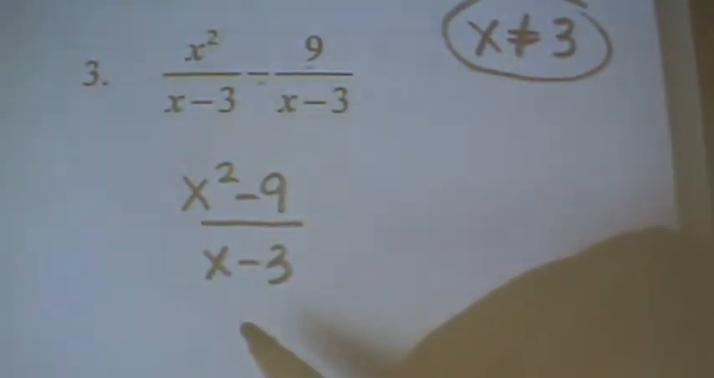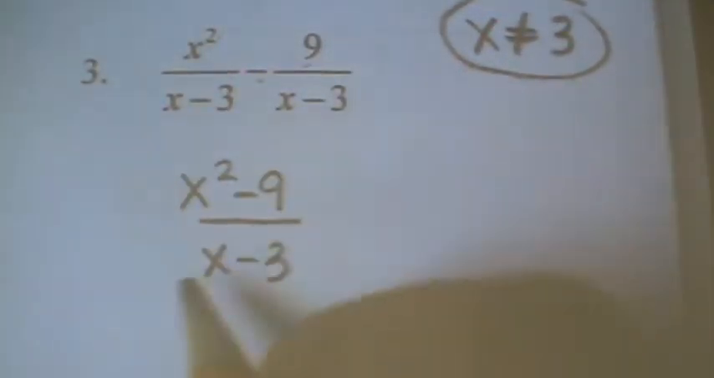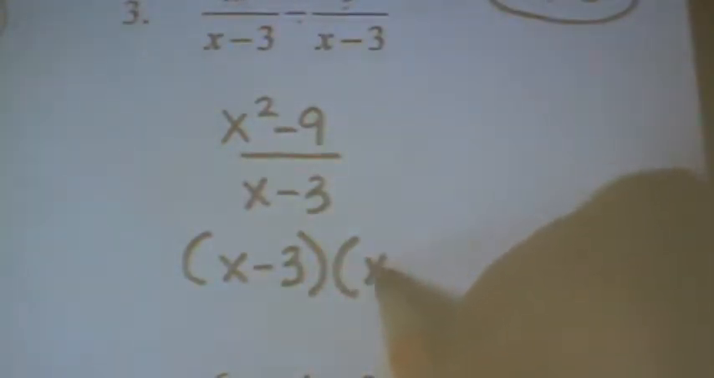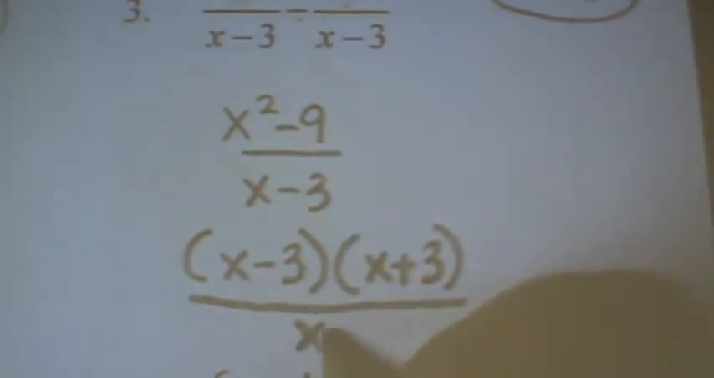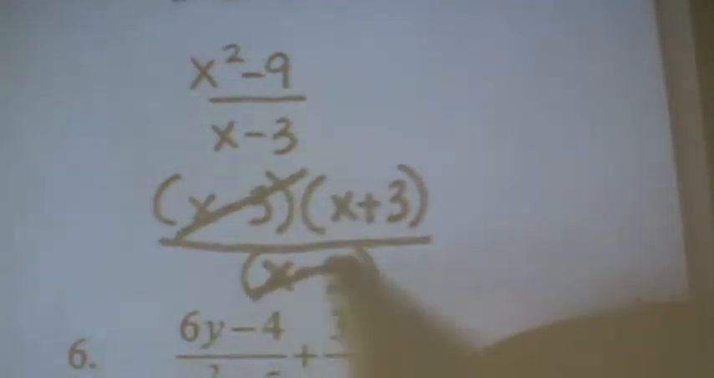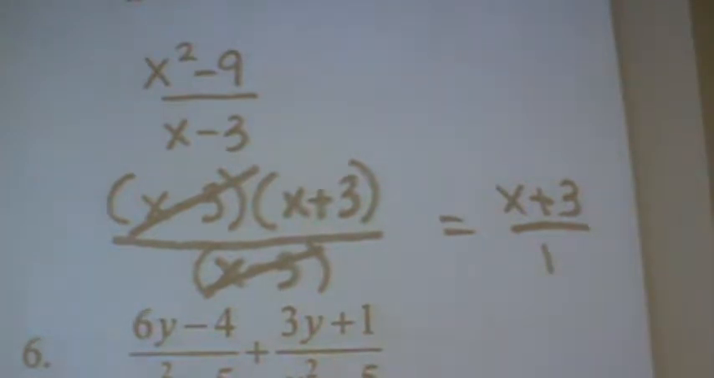Now can we cancel these x's out? No. What do you have to do to this numerator right here? You have to factor it. This is what we did before we went on break. We factored this. And then what cancels? The x minus 3, the whole set. So your answer is x plus 3 over 1.